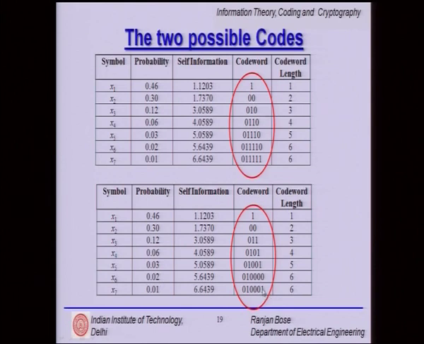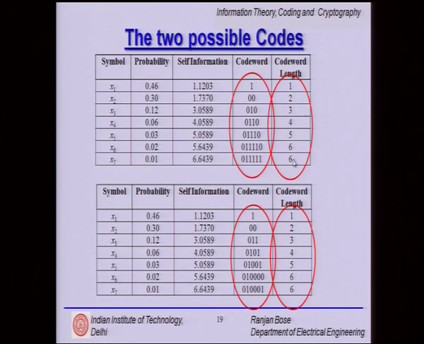Now, what is to be noted is, since it is based on a binary tree, the prefix condition will always be satisfied. So, you can verify that no code word, either in case 1 or in case 2, is a prefix of any other code word. And finally, we write the code word length. So, code word lengths are also the same. So, clearly when I find R bar, I multiply 1 into 0.46 plus 2 into 0.30 plus 3 into 0.12 and so on and so forth, 6 into 0.01, add them up, I get the same answer as this.